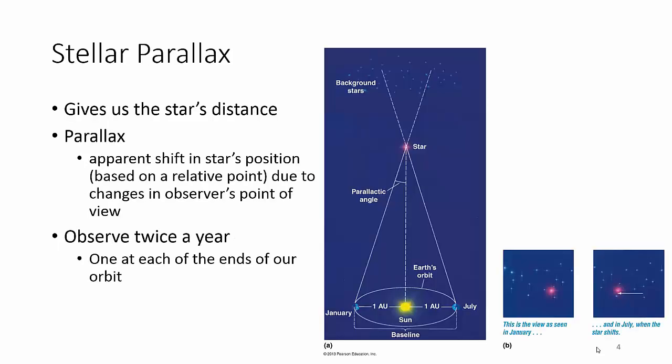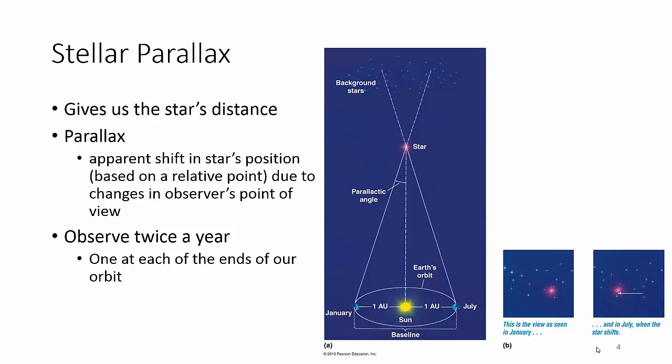Okay, so we have to talk about something called parallax if we're going to talk about distance. The parallax is the shift in the star's position according to how we see it. The old trick: if you hold your finger out at arm's length, close one eye, then close the other eye, it looks like the finger moved. Well, the finger didn't actually move, it was just which eye you were looking out of. So it's kind of the same thing with the star. The star is kind of that finger.